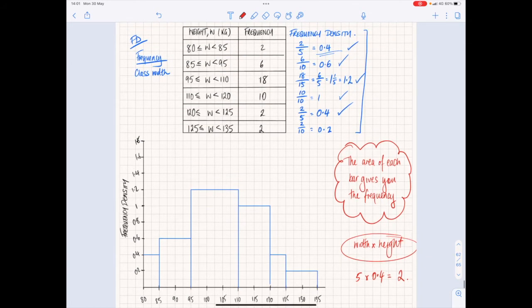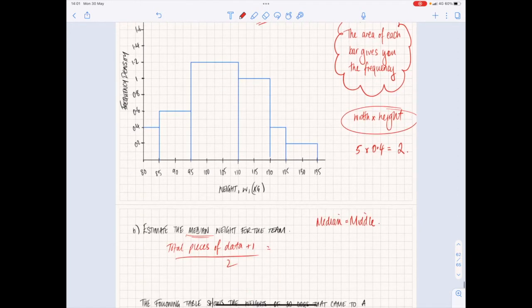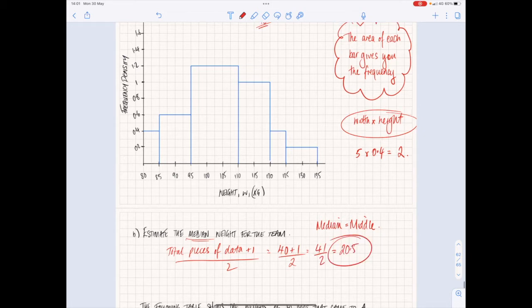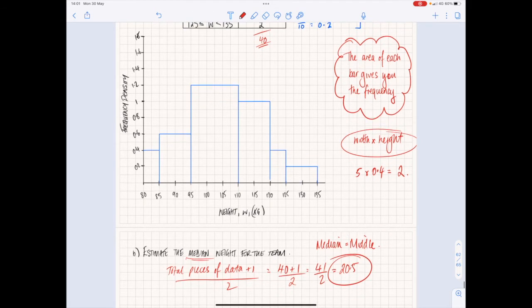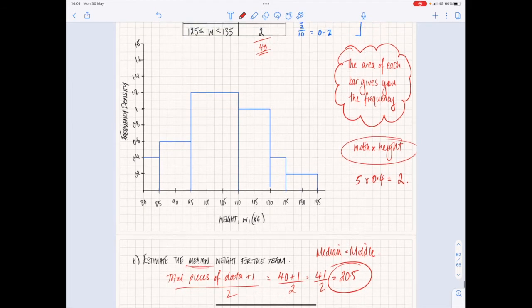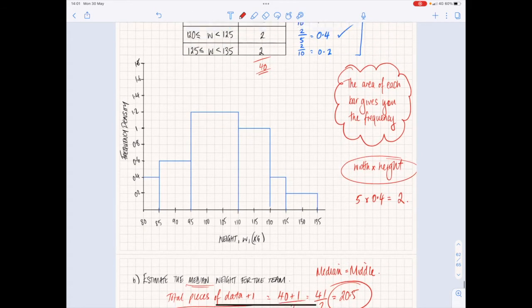So if I add all of this data up here, I've got 6 plus 2, which is 8, plus 18 gives me 26, plus 10 is 36, plus 2 plus 2. There's 40 pieces of data. So I go back down here and say there's 40 pieces of data. You add 1, divide by 2. So you're saying 41 divided by 2, which is 20.5. So what I'm looking for is where the 20.5th piece of data is, between the 20th piece of data and the 21st piece of data.